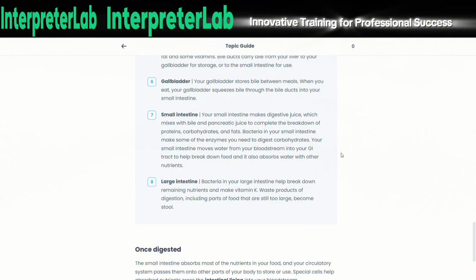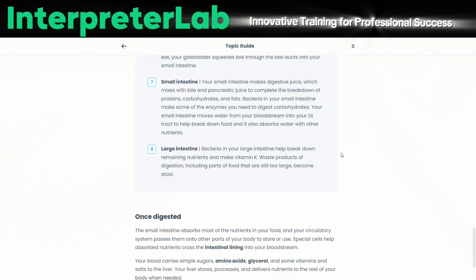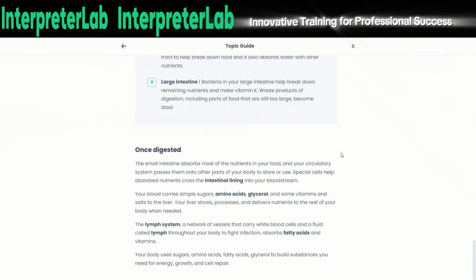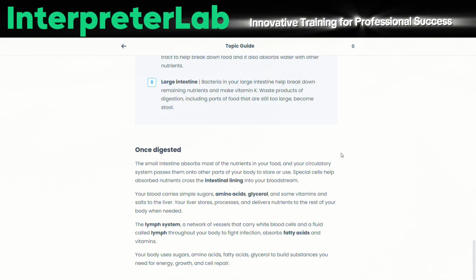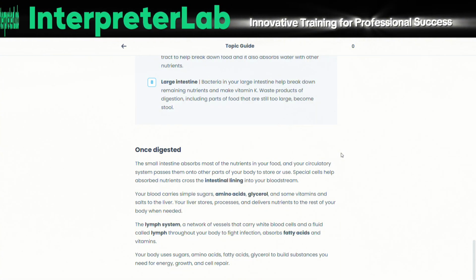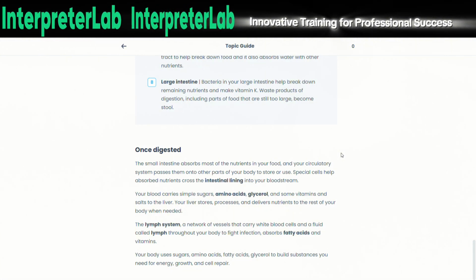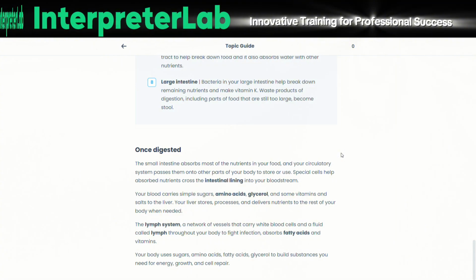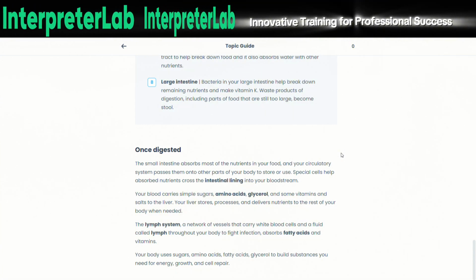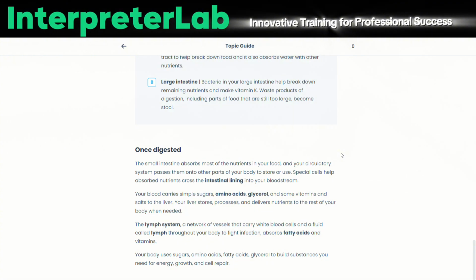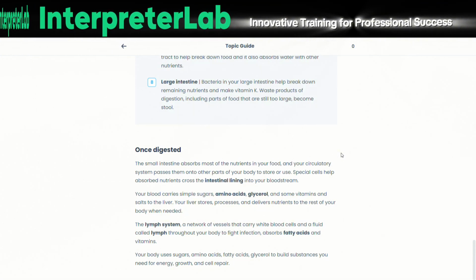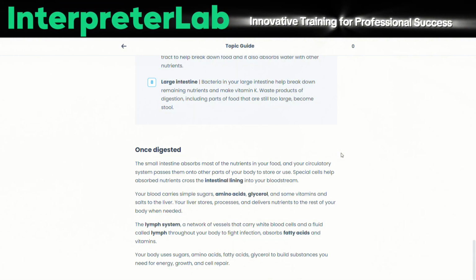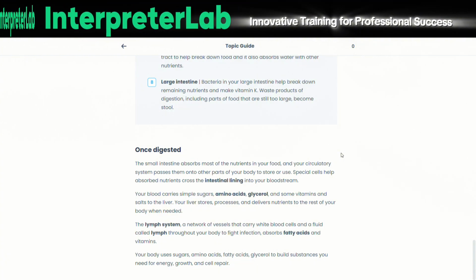Once digested, the small intestine absorbs most of the nutrients in your food, and your circulatory system passes them on to other parts of your body to store or use. Special cells help absorbed nutrients cross the intestinal lining into your bloodstream. Your blood carries simple sugars, amino acids, glycerol, and some vitamins and salts to the liver. Your liver stores, processes, and delivers nutrients to the rest of your body when needed. The lymph system, a network of vessels that carries white blood cells and a fluid called lymph throughout your body to fight infection, absorbs fatty acids and vitamins. Your body uses sugars, amino acids, fatty acids, and glycerol to build substances you need for energy, growth, and cell repair.